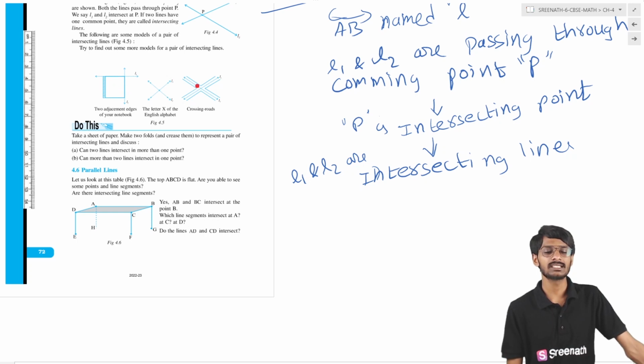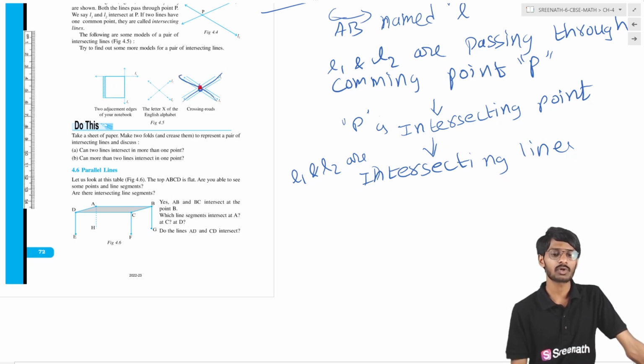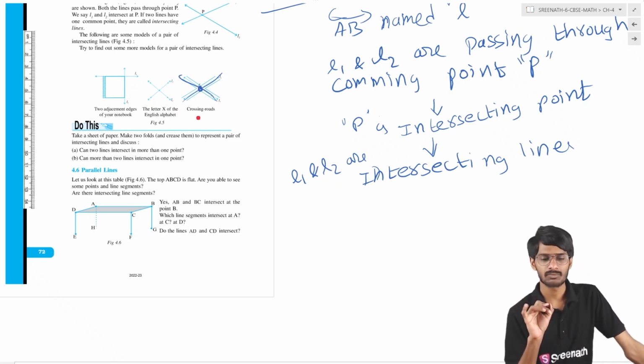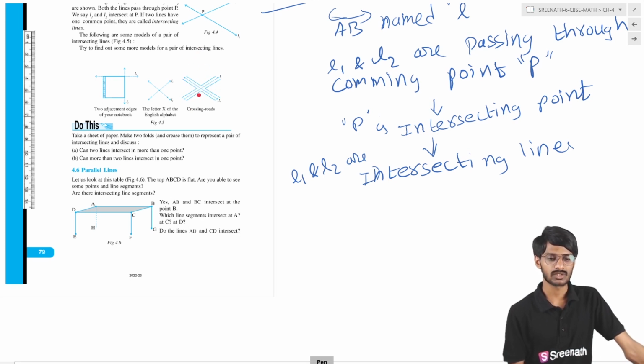If you see crossing roads, this is a line and this is a line, and they have a common point at the center, like the chowrasta or center. That point we call the intersecting point, and these two roads are intersecting roads, friends. So we have learned about intersecting lines.